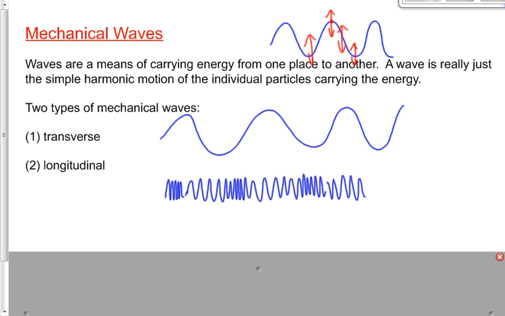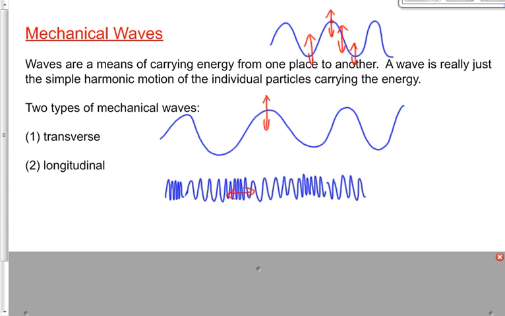The particles in that wave are vibrating parallel to the way the wave is moving, right? Parallel to the way the wave is moving. But in both cases, it's simple harmonic motion of those individual particles.